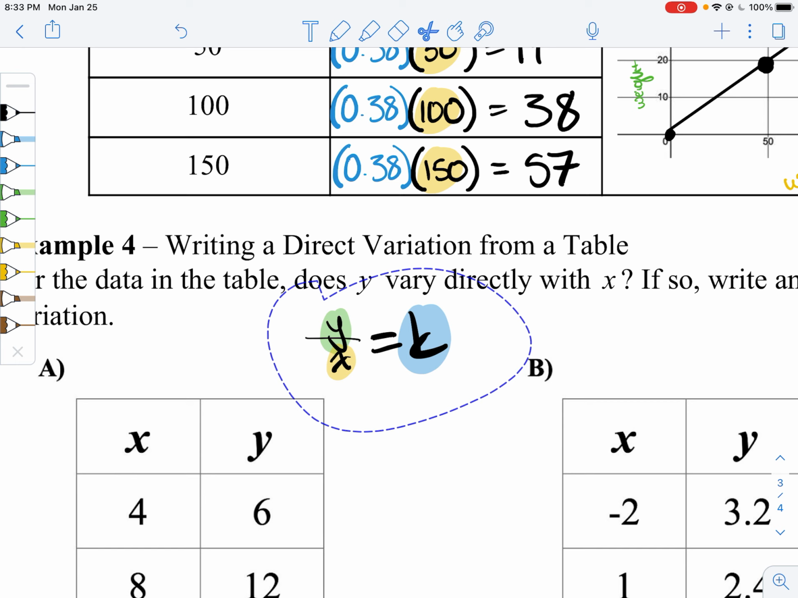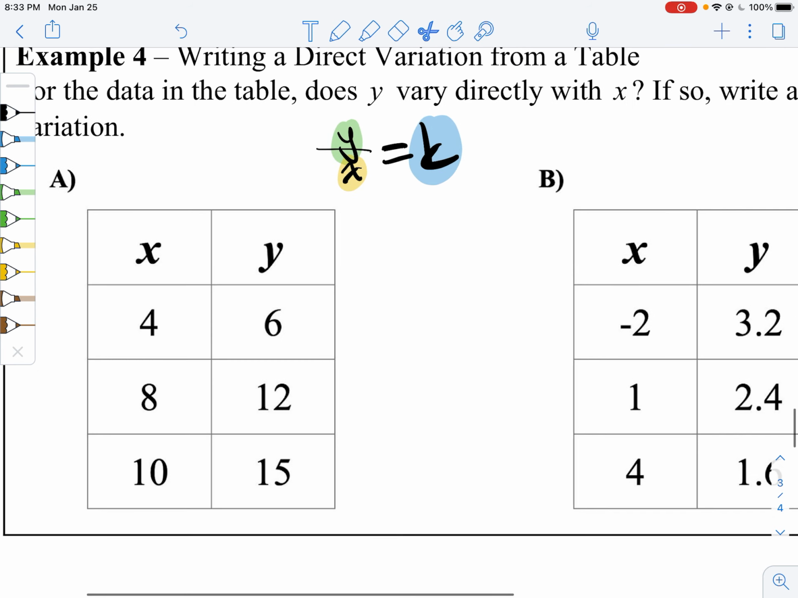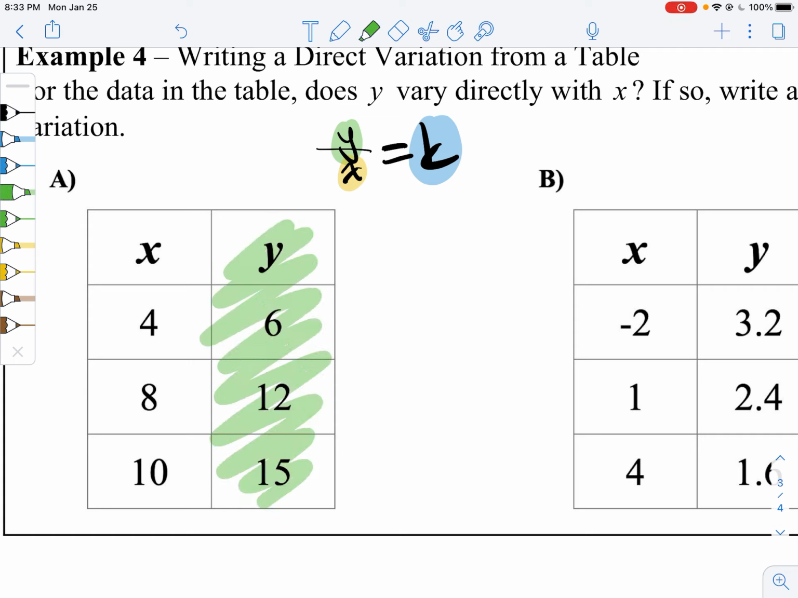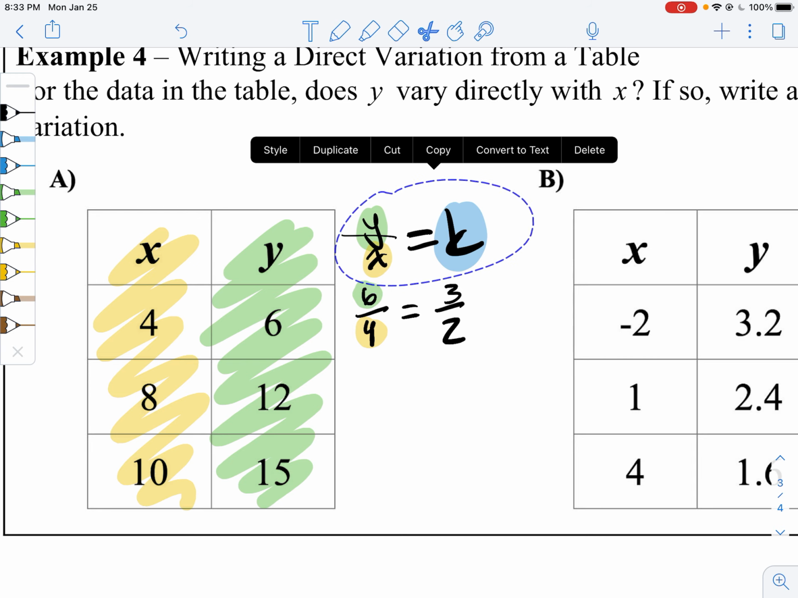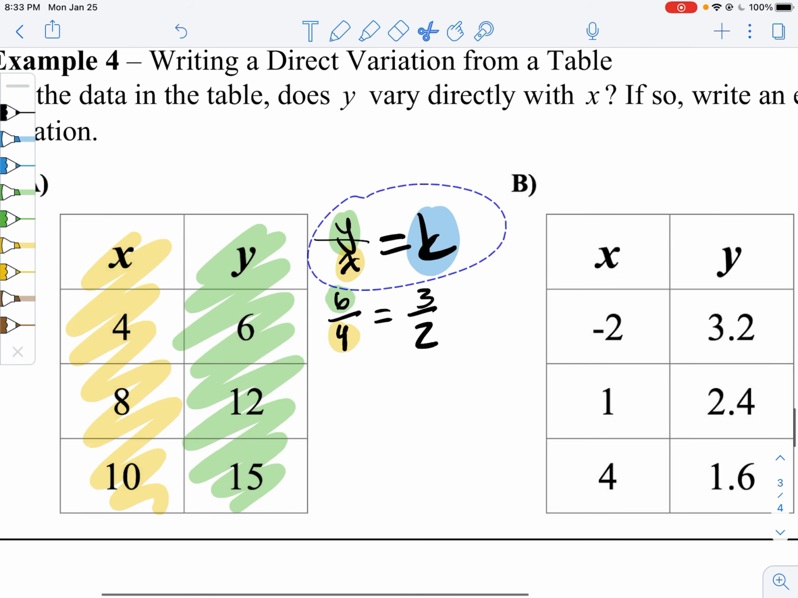So now all we need to do here is look at this and say, hey, what is y over x? And that's literally what we're going to do. We're going to take our y's, divide them by our x's, and see if we get the same thing. Okay, so here we have 6 divided by 4. We took our y, divided by our x. And 6 over 4 reduces to 3 halves. We're just going to leave it like that. So this gives us whatever k is.